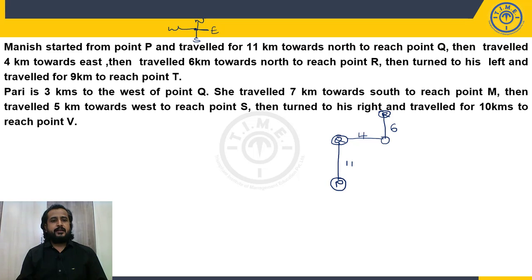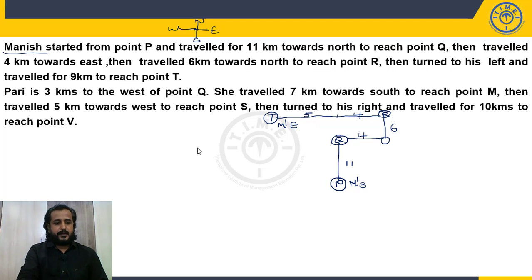Then turn to his left and travel 9 kilometers to reach point T. So while moving north, the left hand side will be west. 9 kilometers. As this distance is 4, 9 kilometers will be more than that. So this is 9, but till here it is how much? 4, and this is 5. So to reach point T, 4 plus 5 is 9. So Manish's path is completed. This is Manish's starting point, and this is Manish's ending point.